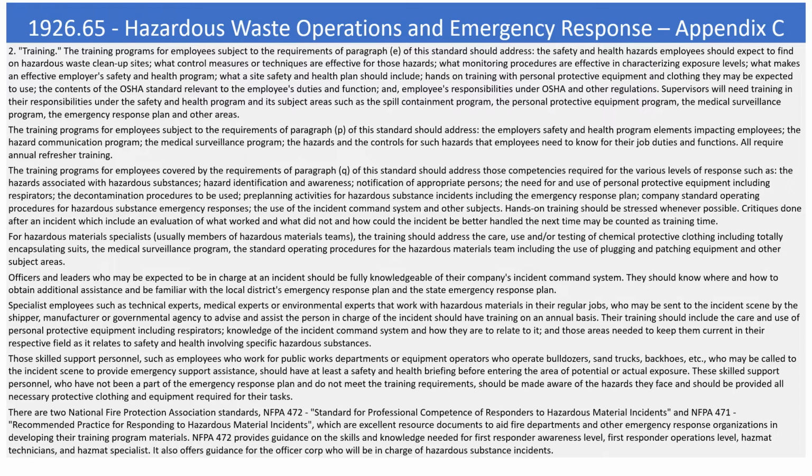The training programs for employees covered by the requirements of paragraph Q of this standard should address those competencies required for the various levels of response, such as the hazards associated with hazardous substances, hazard identification and awareness, notification of appropriate persons, the need for and use of personal protective equipment including respirators, the decontamination procedures to be used, pre-planning activities for hazardous substance incidents including the emergency response plan, company standard operating procedures for hazardous substance emergency responses, the use of the incident command system and other subjects. Hands-on training should be stressed whenever possible.